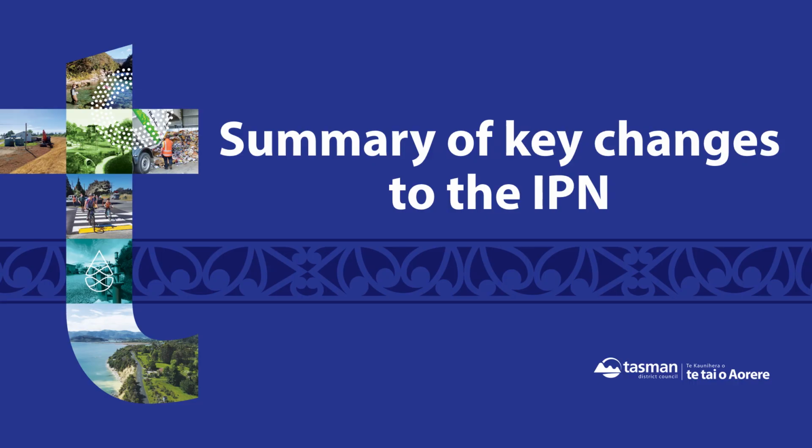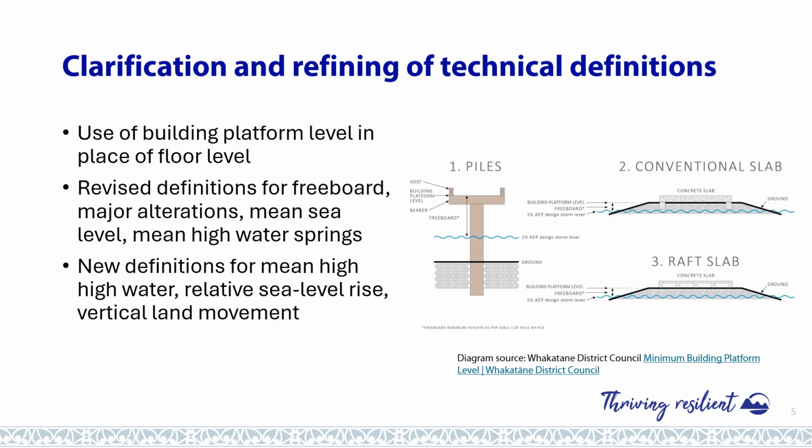Along with the key changes that I'll run through in a moment, there are also a number of minor amendments to improve accuracy, readability, and ease of application. In the definitions section of the IPN, we have replaced floor level with building platform level to more accurately account for the different types of foundation a building may have. The diagram on the right side of this slide shows some examples of those different foundations. We have also updated a number of definitions for accuracy and included three new ones to make the guidance clearer.